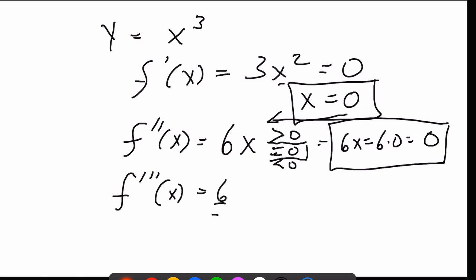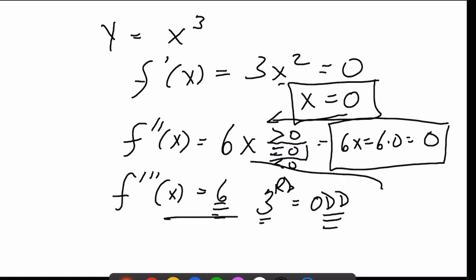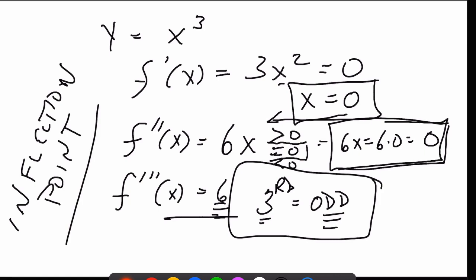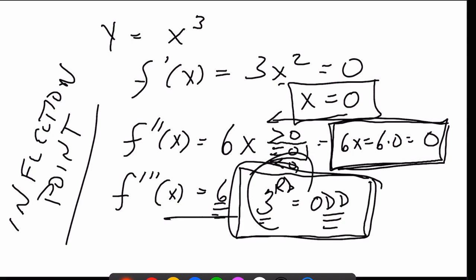That's the first non-zero derivative, but third is odd, right? The number 3 is odd. So this is a third derivative. The first non-zero derivative is an odd derivative. That makes this an inflection point. Okay? So the second derivative was 0. We look for the first non-zero derivative. That happens to be the third derivative. And because 3 is odd, it's an inflection point.